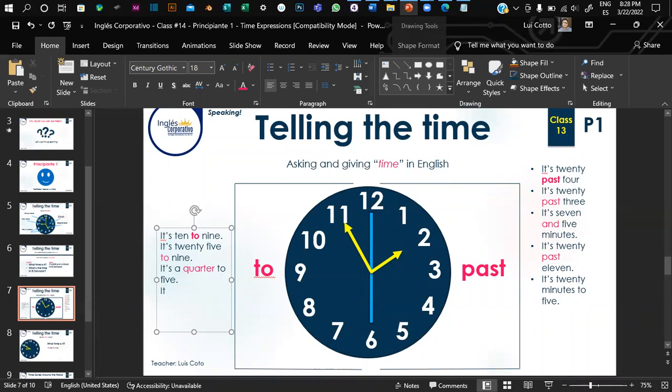Okay, let's see. To 2. Veamos. Okay, it's 5 to 2. Okay, 5 minutes to 2. 5 minutes to complete, para completar. Okay. To complete 2 o'clock. It's 5. Yes, it's 5. 5 minutes to.